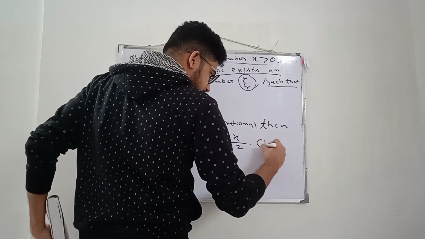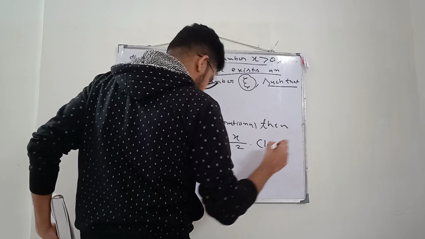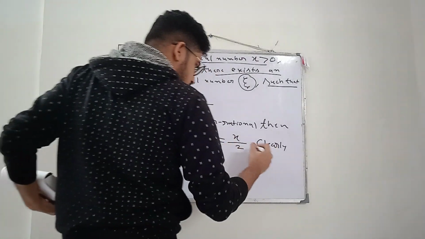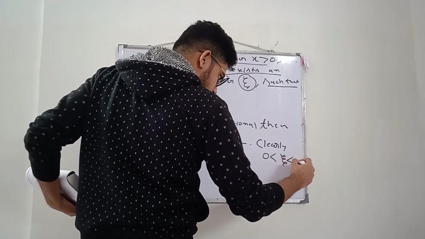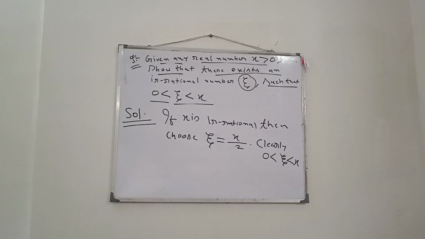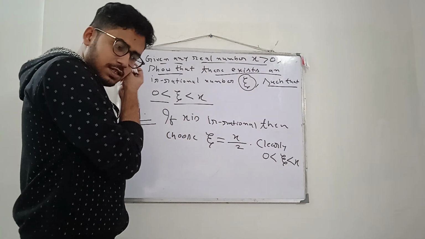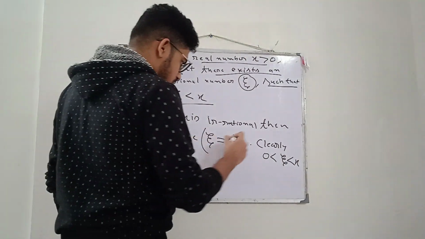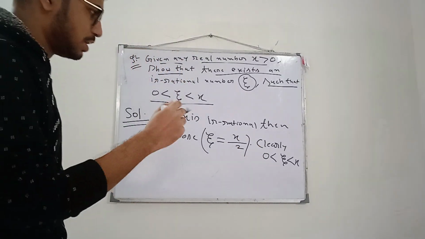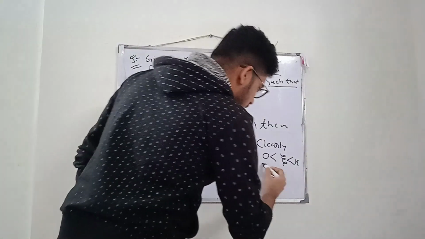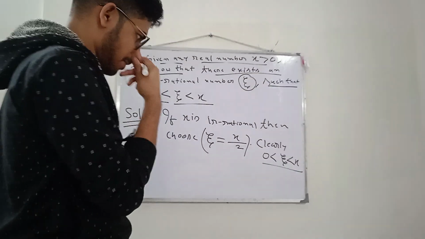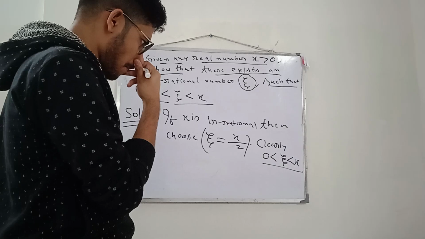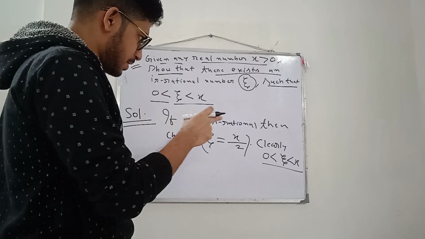So clearly 0 is less than this. Okay, if x is irrational, then choose this one equal to this one. Clearly 0 is less than this sign, less than x. Okay, so here x is an irrational number, so that's why this one.